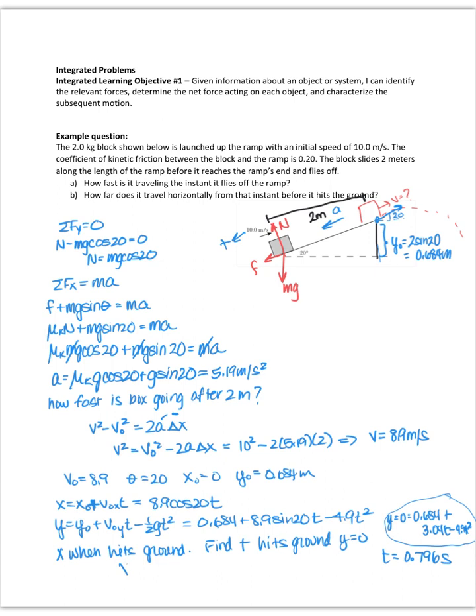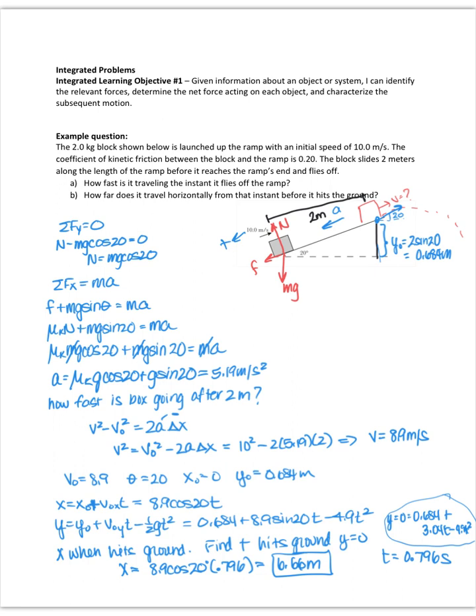I found x at that time would be 8.9 times the cosine of 20 degrees times 0.796. And I find that it has traveled 6.66 meters. So that's how far it travels horizontally until it hits the ground.